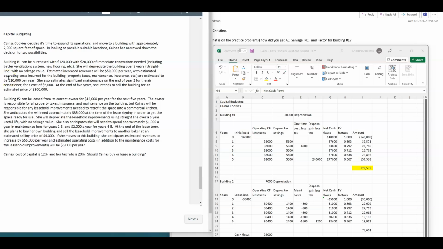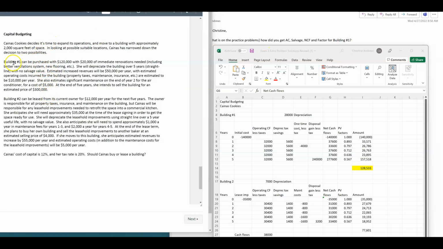Okay, Holly. Your question is on the capital budgeting practice problem. How did you get... I think you mean actual cost here, maybe. I'm not sure what AC is, but salvage, net cash flow, and the factor for building one. And everything comes right out of the assumptions.